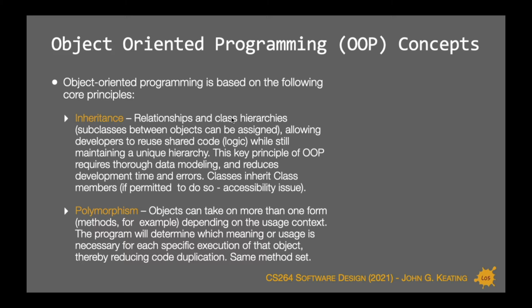My favorite feature of polymorphism is that objects can take on more than one form, depending on their usage context. Polymorphism, many forms, okay? So the program then will determine which meaning or usage is necessary for each specific execution of that object and reduces code duplication. They have the same method sets, but they're different, okay?